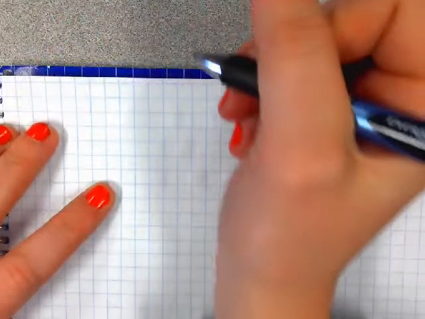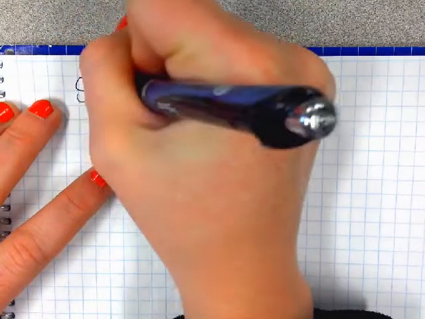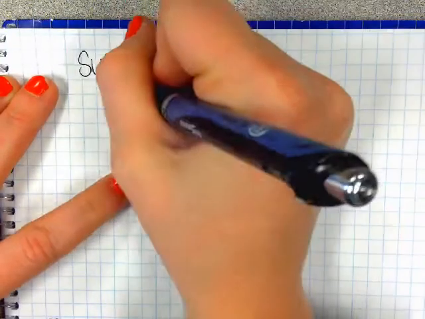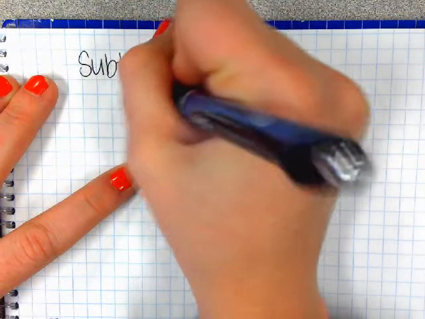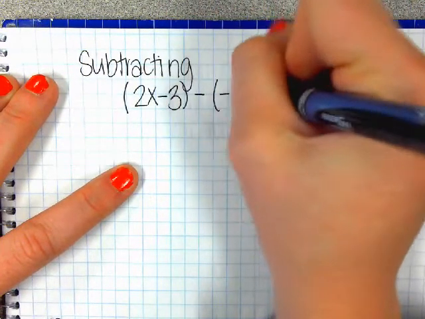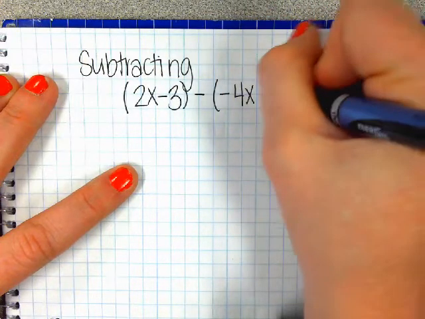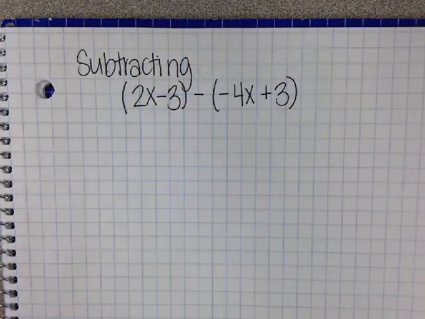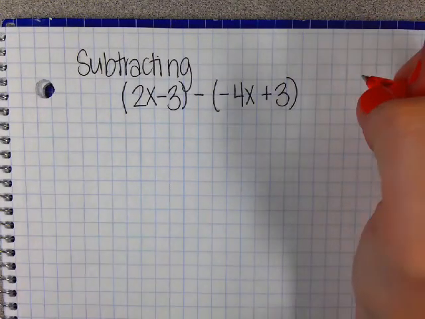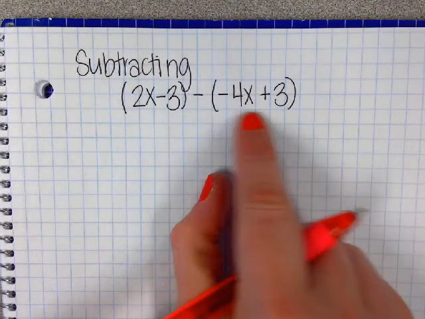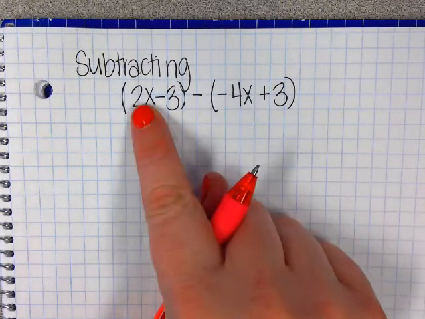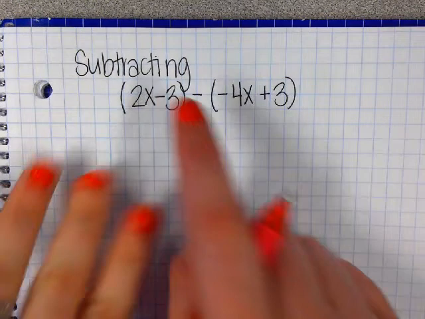Now let's do subtraction. Subtraction is a little bit harder, and I'll show you why. Subtracting. So if you have 2x minus 3 minus negative 4x plus 3. So what makes the subtraction different? Notice it says minus and then this whole parentheses. That's telling you everything in this parentheses needs to be subtracted from whatever you're going to combine it with.